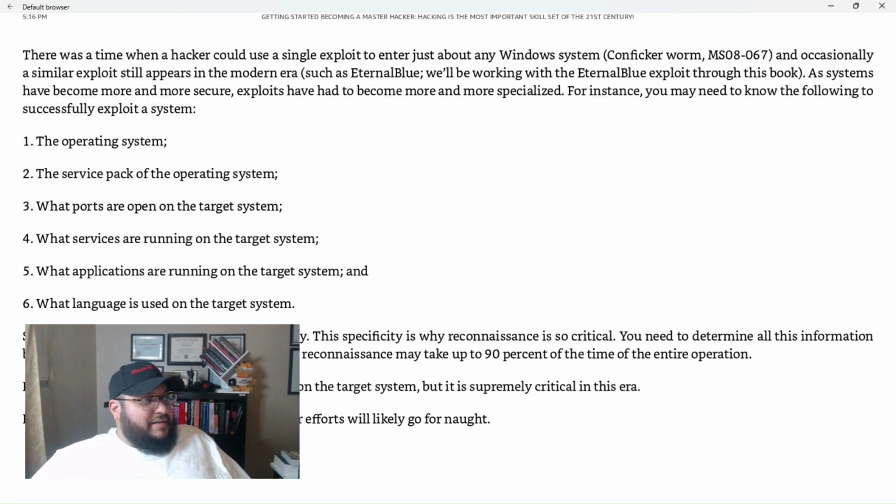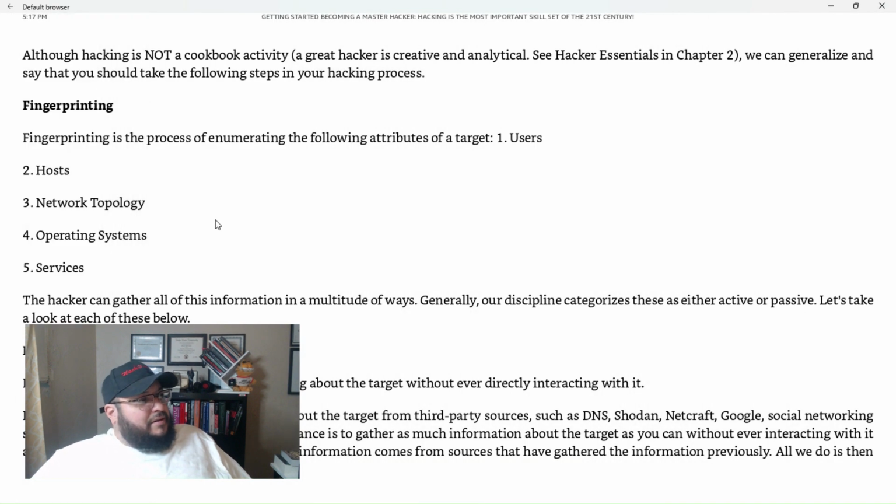Reconnaissance is not as sexy as popping a shell on a target system, but it is supremely critical in this area. If your reconnaissance is not adequate, all of your efforts will likely go for naught. Although hacking is not a cookbook activity, a great hacker is creative and analytical. See Hacker Essentials for Chapter 2.